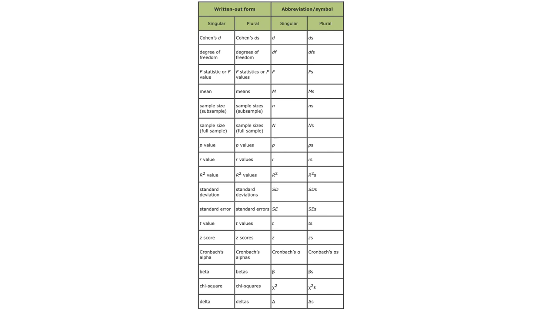Cohen's d here, written out. These are just sort of like a dictionary. So these are statistics. This is how you can abbreviate it: plural, singular, singular, plural. There's just a bunch. This is useful. Take a screenshot of this, and that'll help you out.